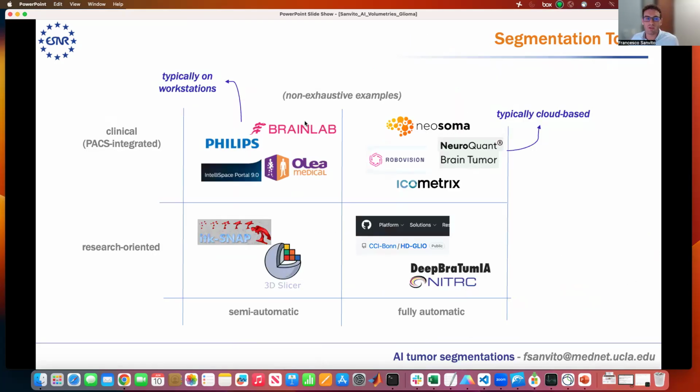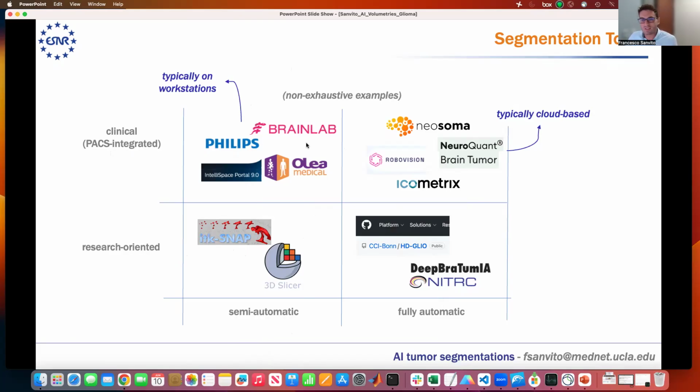If we want to give a non-exhaustive overview of some tools that are available, I separated the upper row with clinical PACS integrated products from the bottom row that has more research oriented software products that are not really PACS integrated. And then the 2 columns separate semi-automatic, semi-manual, semi-automated solutions on the left. And then on the right, the fully automated AI-based solution. So there are a bit of kind of different combinations.